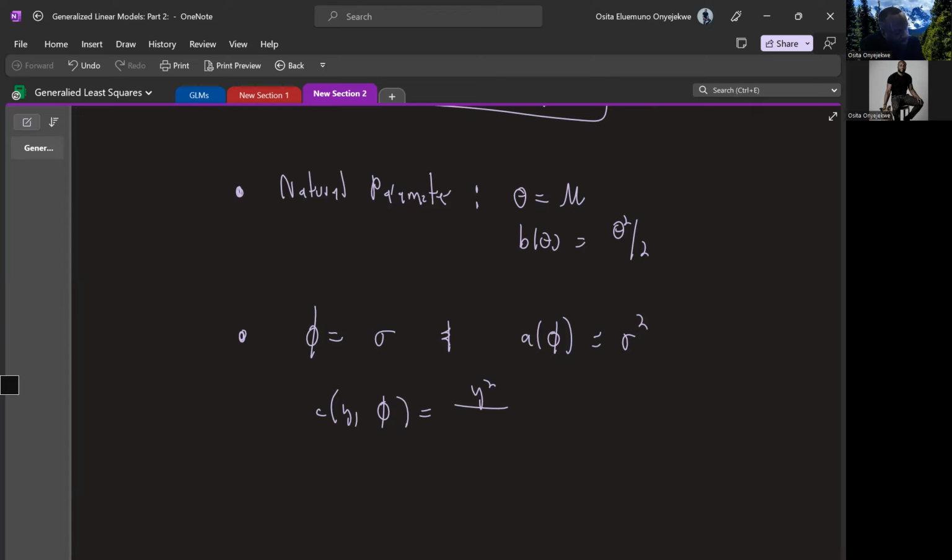Give me 1 second here. My touchpad does not like to write the number 2 for some strange reason. We're going to say this is going to be y squared over 2 sigma squared, minus the log of sigma, minus the log of root 2 pi.